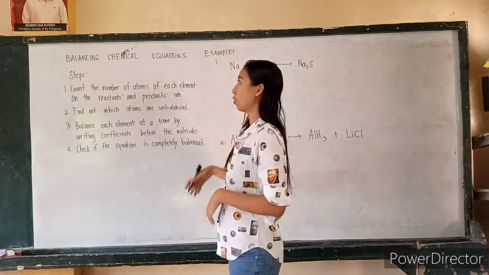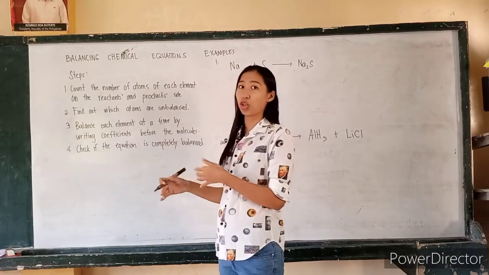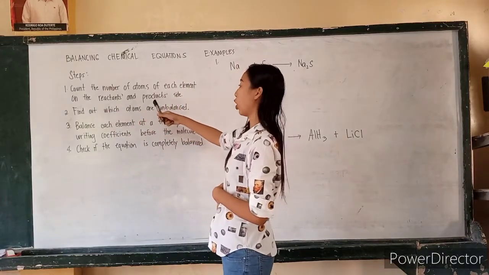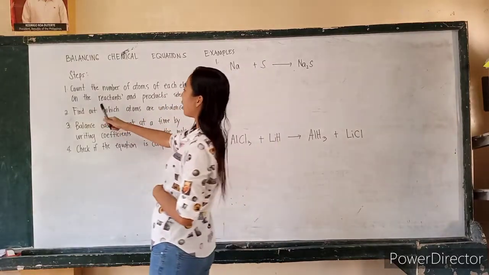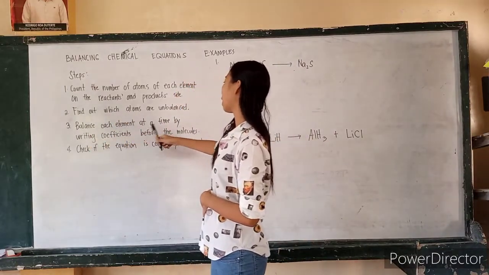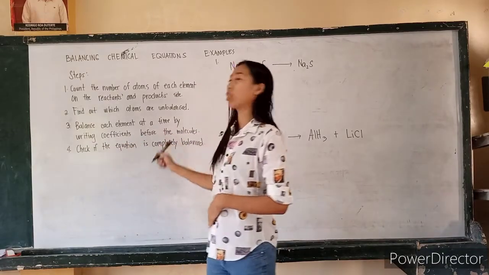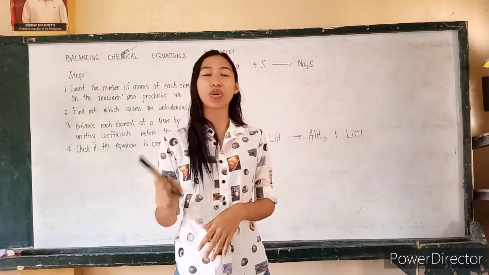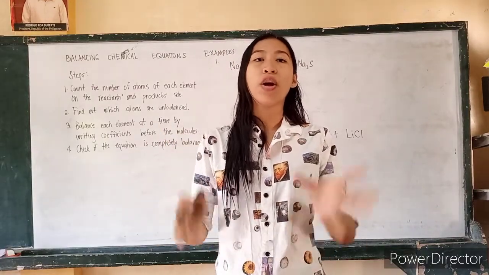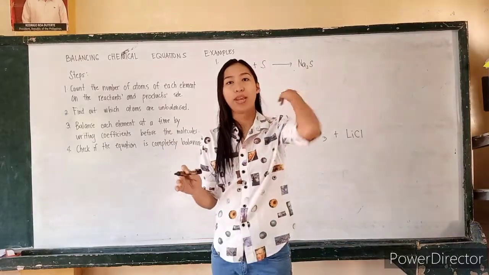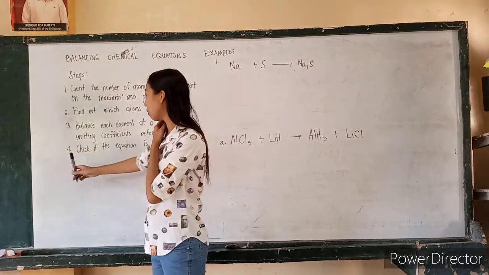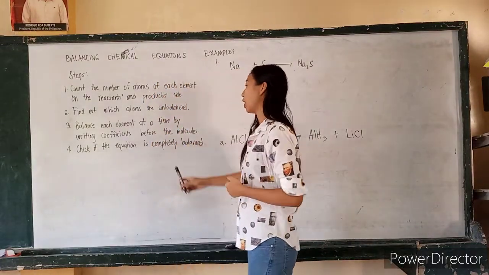We are going to follow these steps in order to balance the equation. First, count the number of atoms of each element on the reactants and products side. Second, find out which atoms are unbalanced. Third, balance each element at a time by writing coefficients before the molecules. Again, you can only write and change the coefficients, but you cannot change the subscripts because the subscripts are permanent. The subscripts are the composition of your molecule, but you can change the number of molecules. Lastly, check if the equation is completely balanced.